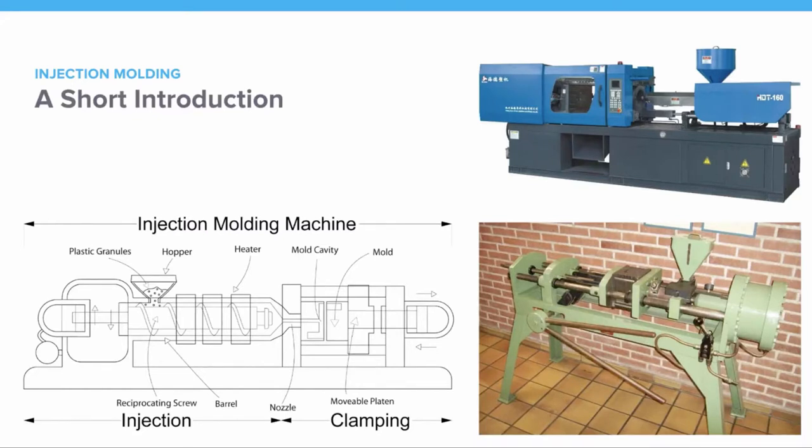On the bottom right, you can see one of the very first injection molding machines. This was used by Lego, whereas on the top, you can see a modern industrial level machine. So this is how the process works.